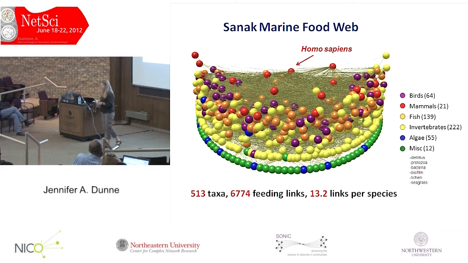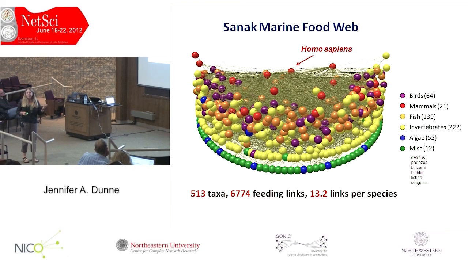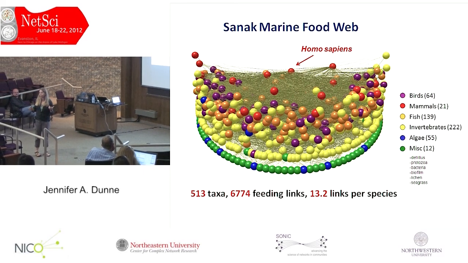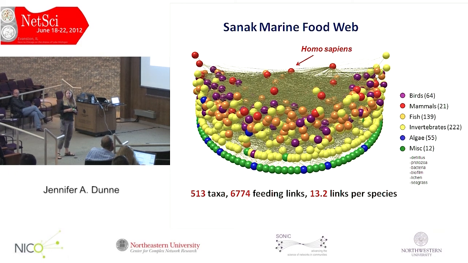We can put this all together into, again, a very comprehensive and highly resolved, in this case, marine food web, the nearshore marine food web. Surprisingly, no one has ever compiled highly resolved food web data like this that explicitly includes humans. It's a fairly obvious thing to do, but it just hasn't happened. In this system, we have 513 taxa that are trophically distinct, almost 7,000 feeding links, and about 13 links per species. I've color-coded the nodes here: purple are birds, red are mammals, orange are fishes, yellow invertebrates, blue algae, and miscellaneous taxa. And the humans are back here in this hairball.